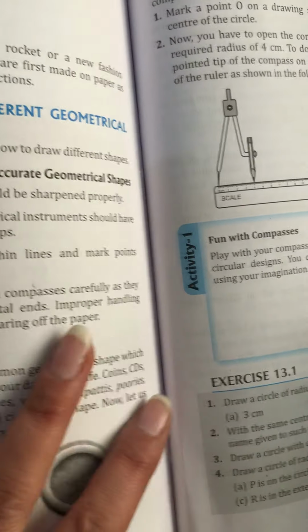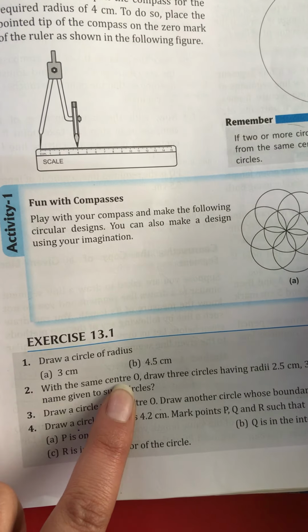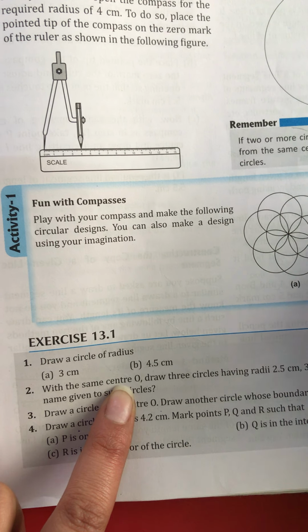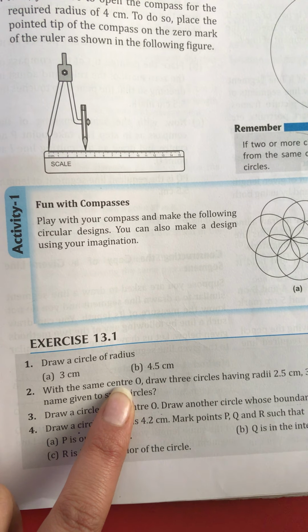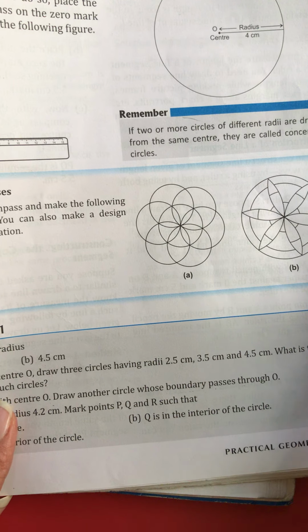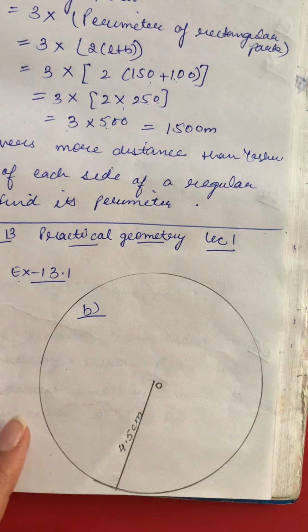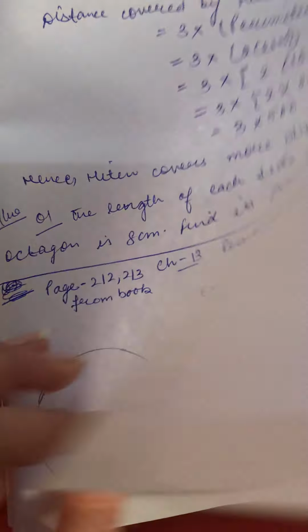Second question is, with the same center O, draw 3 circles having radii 2.5 cm, 3.5 cm and 4.5 cm. What is the special name given to such circles? Now with the same center O means you have one center and you have to draw the circles of different radii with that center only.